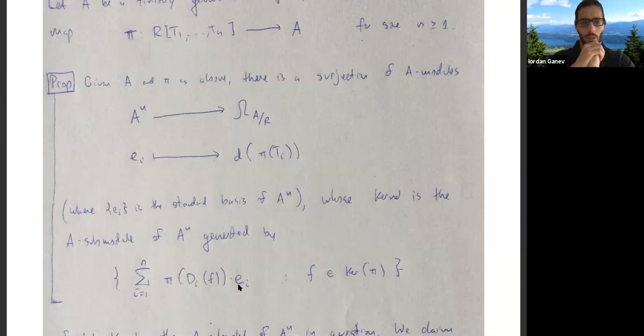If we take this submodule where f ranges over everything in the kernel, then we get the kernel of this surjective map. So then the Kähler differentials are A to the n mod this submodule. Okay, hope the proposition makes sense. I know it's kind of confusing, but it does really help when computing things.